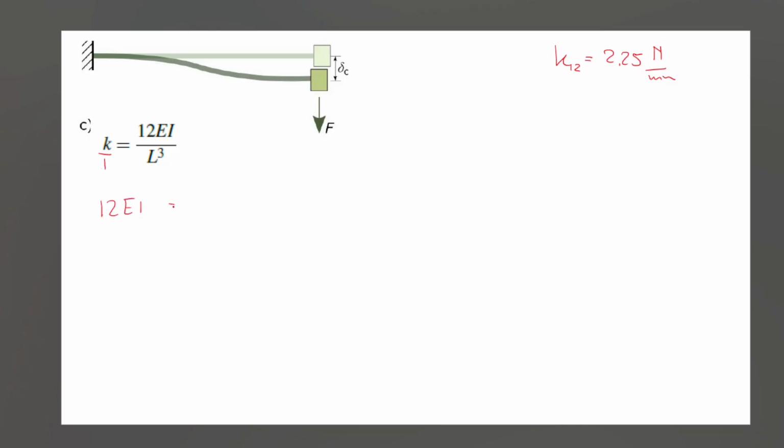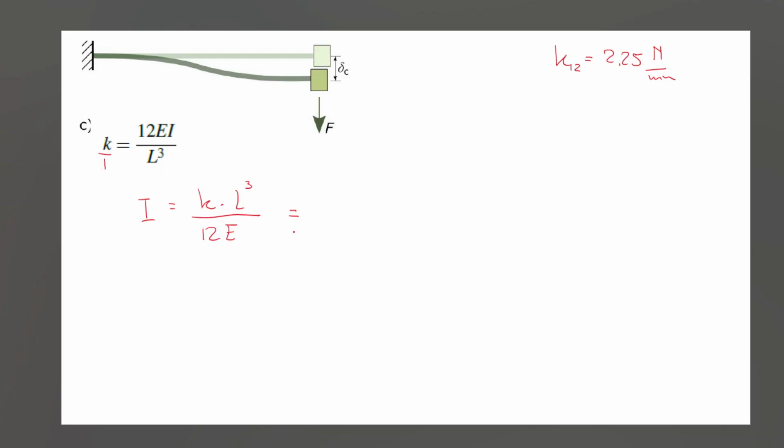1 times that is the same as k times l to the third. And we want to know the I. So we have to divide over 12e. Then we can throw this away. So I is k l to the third over 12e. And if we put that in our calculator, I quickly will do it over here.